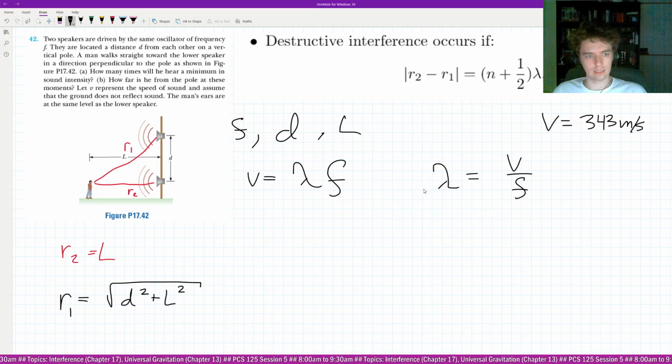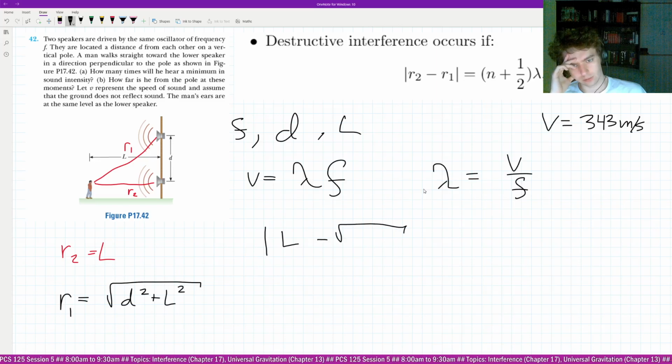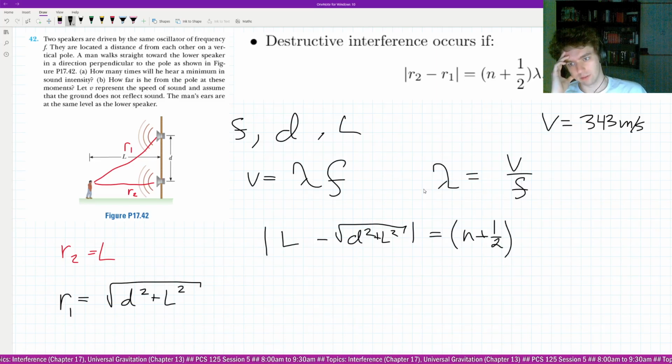The question is, how many times will he hear a minimum? So it's going to be in terms of L, I think. Let's just use this formula. The absolute difference between L minus the square root of d squared plus L squared equals (n plus 1/2) v over f. Odd multiples of v over f. What am I solving for? Is it n? Is that the number of the odd multiple?